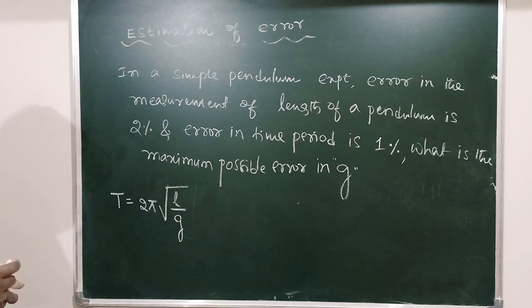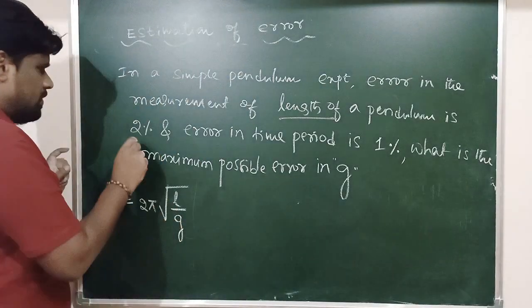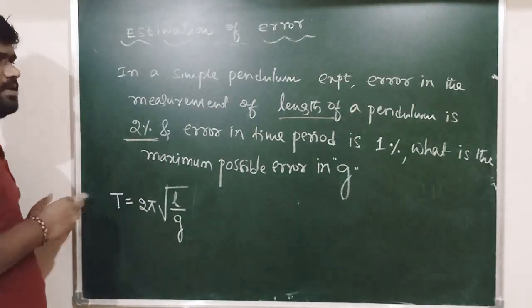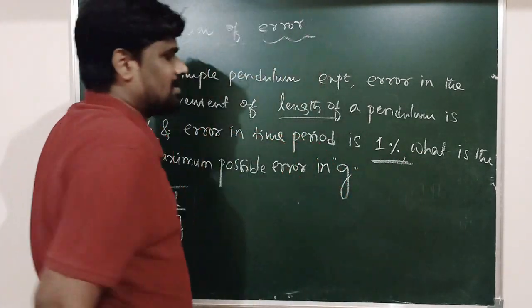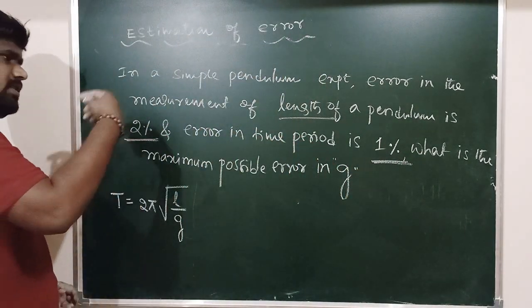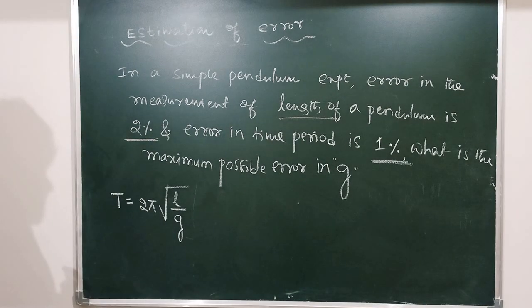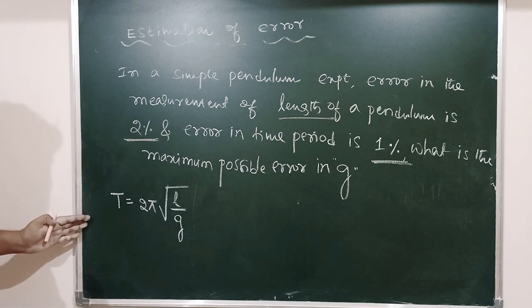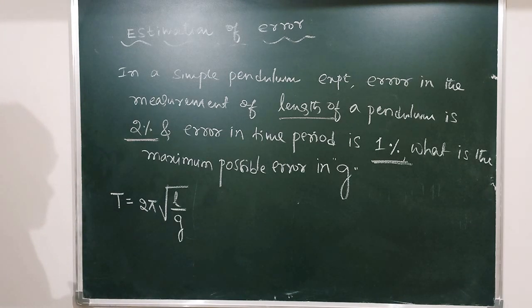Look at the example here. There is an error in the length, 2%. There is an error in the measurement of the time period of a pendulum, which is 1%. They are asking you to determine the maximum possible error in the measurement of g.